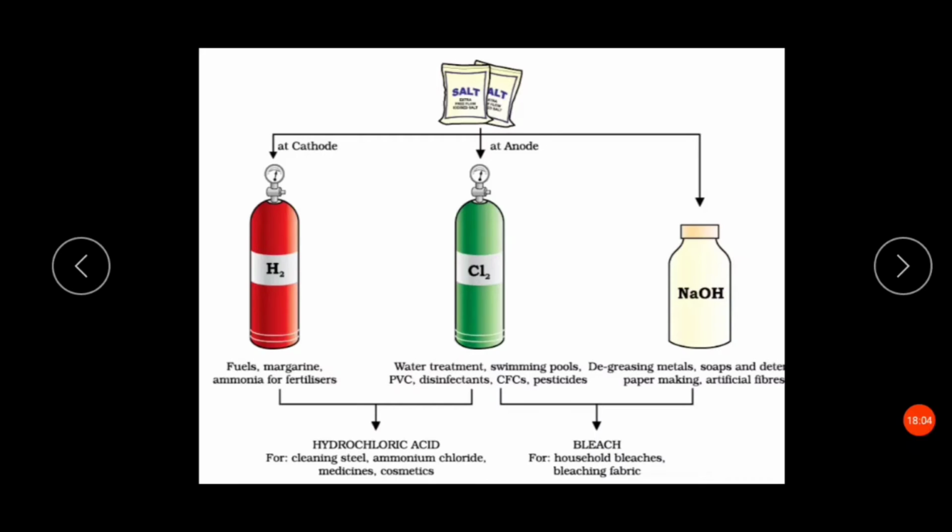NaOH, which is the main product of this whole reaction, is used in degreasing metals, soaps and detergents. It is used in the paper making industry and for artificial fibers. Chlorine and NaOH together are used to produce bleach.